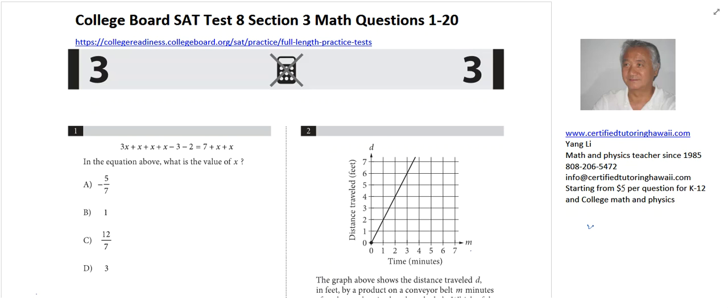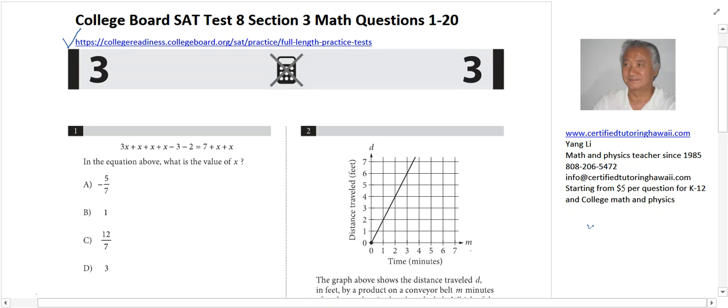You can find the material in the College Board SAT book, or you can find it at the website. You can see the website here, this one. You can find all the tests from this website. Now let's go to number 1.